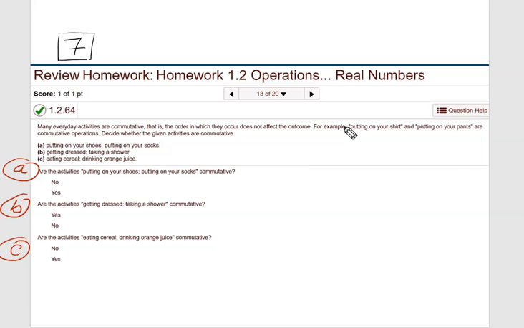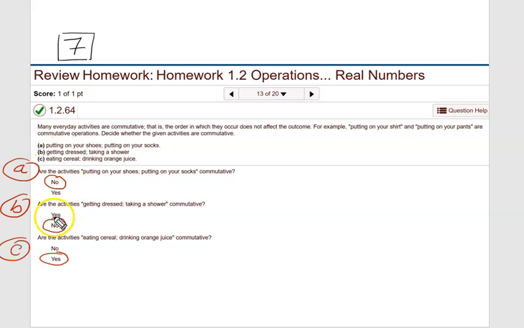But in some cases, you couldn't. For instance, you can't put your shoes on first and then your socks. That would not be commutative. All right, give you a few moments. So it looks like I gave that first one away.